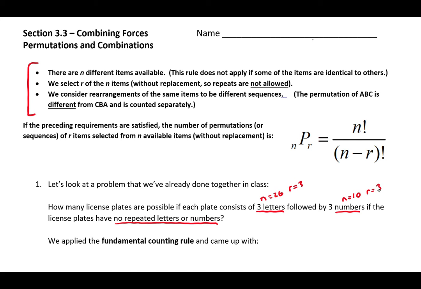And we consider rearrangements of the same items to be different if the sequences are different. All right, so order matters. If you have to enter your license plate and you swap 2 of the letters, or 2 of the characters, it's not actually your license plate. It's a different license plate. So order matters and no repeats. If these 3 criteria are met, we call this a permutation. So the number of permutations is given by this formula over here on the right.